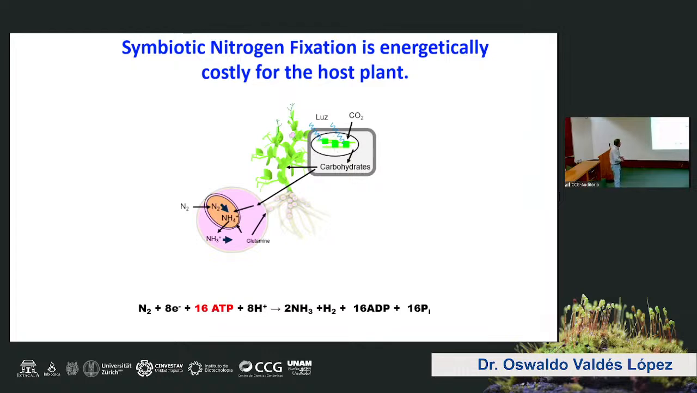Here we have some numbers: it requires 16 ATPs, but this is only for the nitrogenase activity. If we take into account when the nitrogenase complex is assembled, there are more ATPs, about 32 or 35 ATPs. And this number is only for one single molecule of atmospheric nitrogen. So it's really costly.